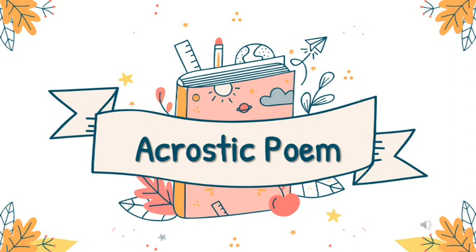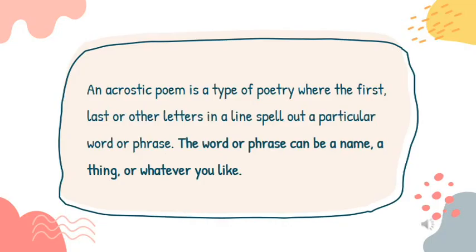Acrostic poem. So, students, what is acrostic poem? Yes, an acrostic poem is a type of poetry where the first, last, or other letters in a line spell out a particular word or phrase. The word or phrase can be a name, a thing, or whatever you like. In an acrostic poem, the first letters of each line spell out a word or phrase. The word or phrase can be a name, a thing, or whatever you like.